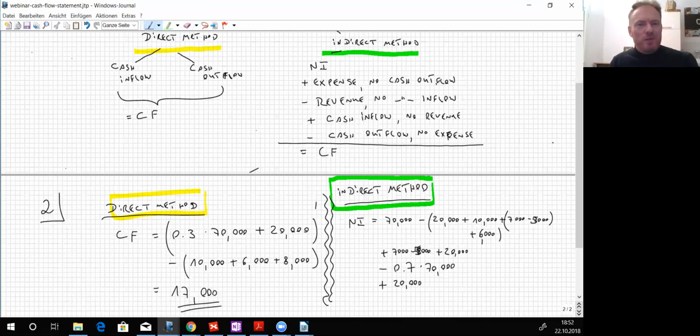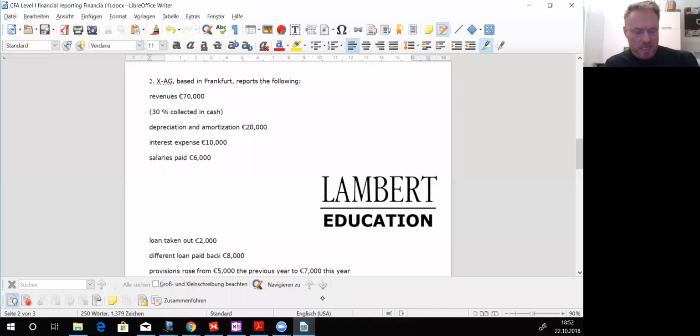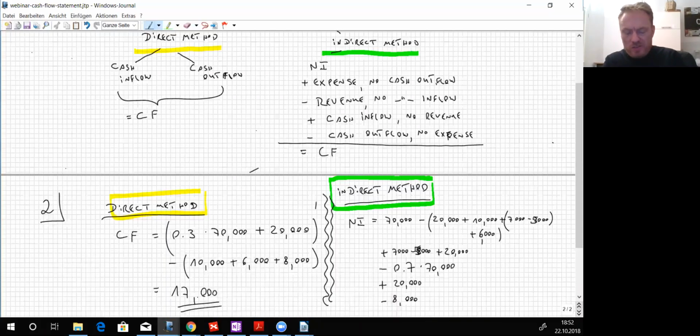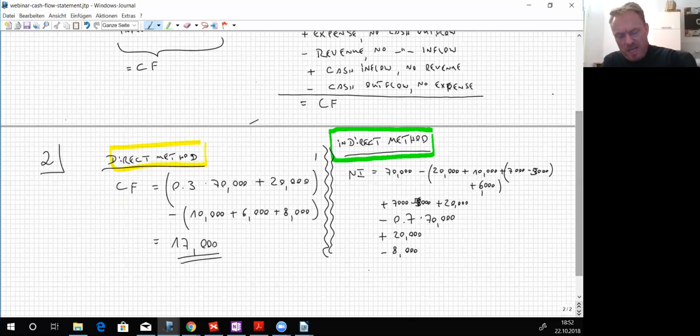So we've taken out 20,000 euros from our bank. Our bank was very kind to us and gave us the opportunity to have 20,000 euros. But we paid 8,000. What was that again? 8,000 euros were paid back on a different loan. So we're talking about two different loans here. Don't mix them up. As you may now type in your handheld computer, this equals, and that's the fascinating thing about it, exactly 17,000 euros.